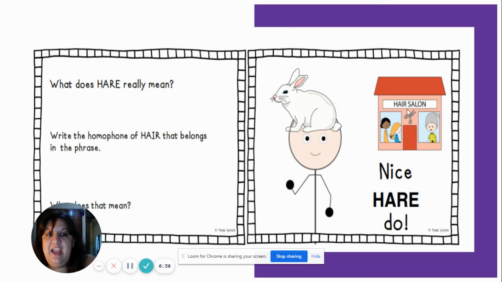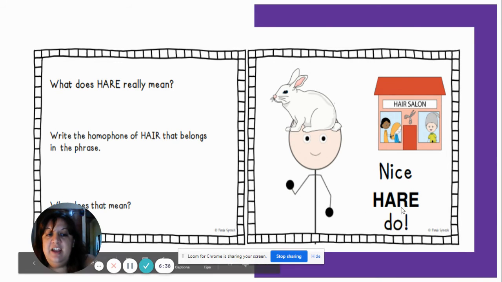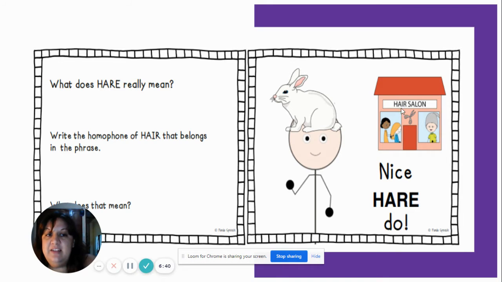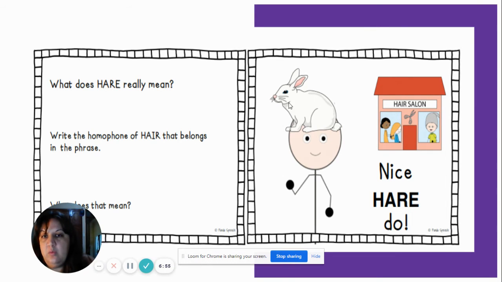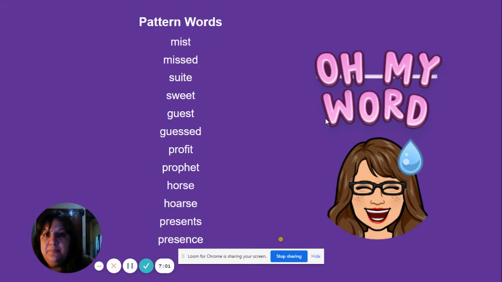All right, hair salon. Nice hairdo. This kind of hair is the right kind of hair, like this. Okay, the kind that we have on our head, the kind that you get done at the salon. But this kind of hair, H-A-R-E, is a rabbit that lives out in the country, like a wild rabbit. Hair. They both sound the same, but they mean different things.